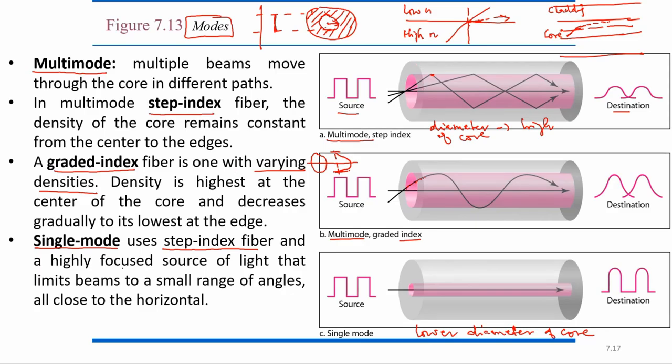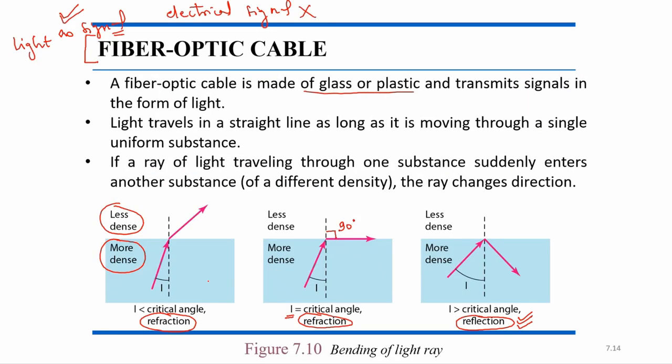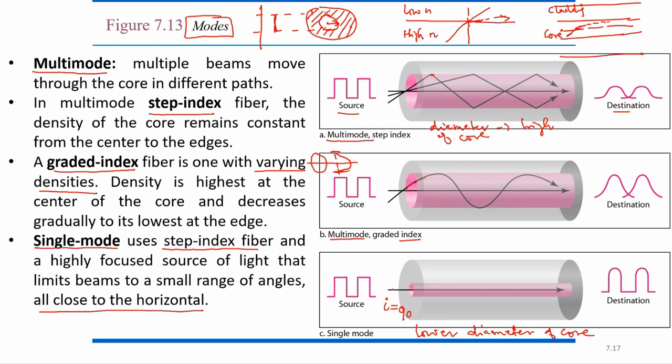So here single mode uses step index fiber and a highly focused source of light that limits the beam to a small range of angles, all close to horizontal. The incident angle that will be considered is 90 degrees, so the light will go directly through the middle of the core path. It will be going straight, so a single light will be going.